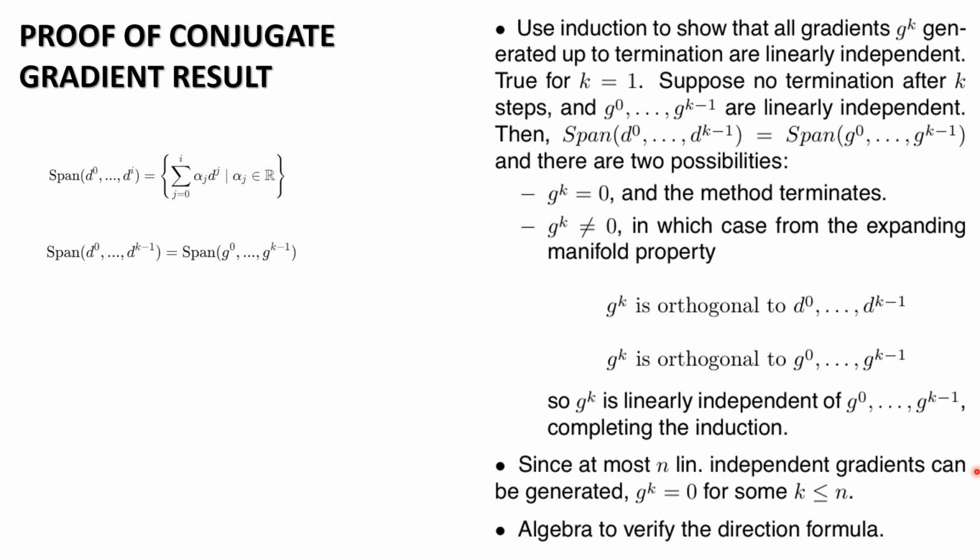Summarizing, induction proves that all gradients gk remain linearly independent until termination. The expanding subspace theorem ensures that each new gradient is orthogonal to the previous ones. Since at most n linearly independent gradients exist, the conjugate gradient method must terminate in at most n steps. And in the final step, where gk equals 0, this confirms that the method has found the optimal solution.